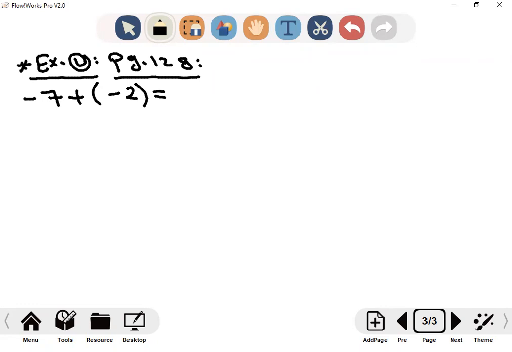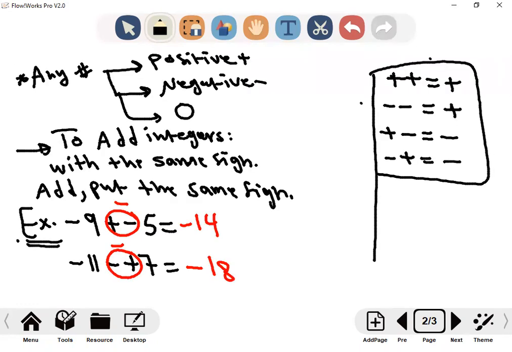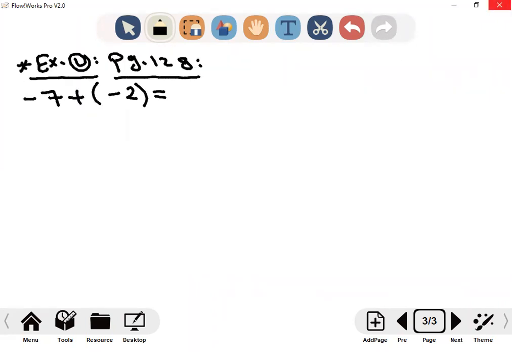Now let's go back to the 2 signs here. If we have plus with minus, we replace them with what? With minus, right? So here, these 2 signs, plus with minus, I can replace them with what? With minus. Now let's read it again. Negative 7, then negative 2. The two integers, sorry, have the same sign.